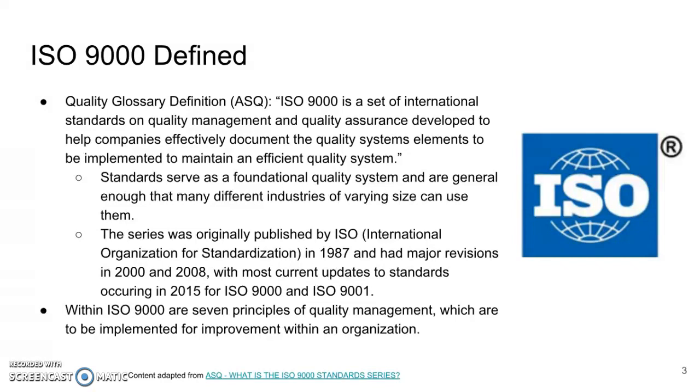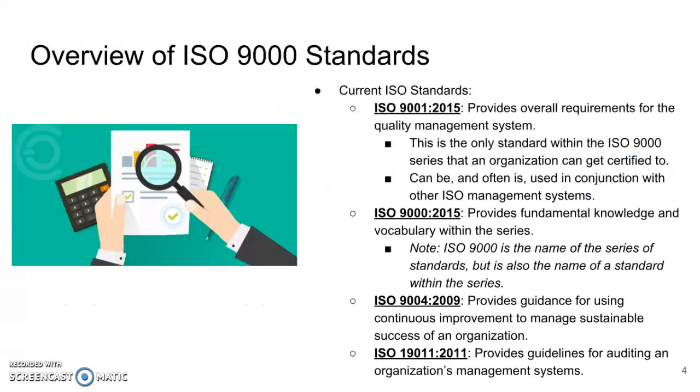The series was originally published by ISO in 1987, but it's had some major revisions since then, including the most recent one to the standards ISO 9000 and ISO 9001 in 2015. Within the ISO 9000 series, there are also 7 principles of quality management that we'll talk about quite a bit.